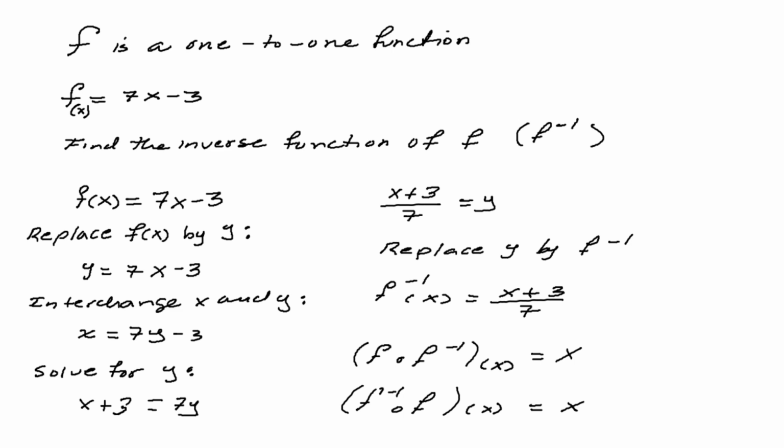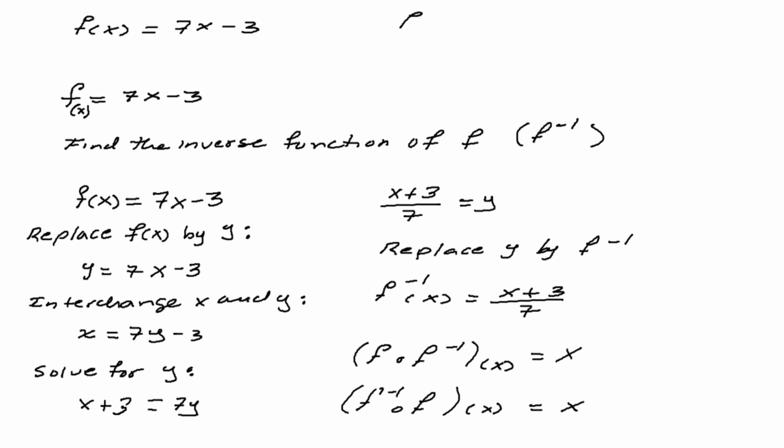So I will now show you how we can do this composition. We just copy the two functions we found, the function we found as the inverse together with the original function. So we have f of x equals 7x minus 3. We have the inverse function of f of x equals x plus 3 over 7. And then now I will find the compositions of the two functions.